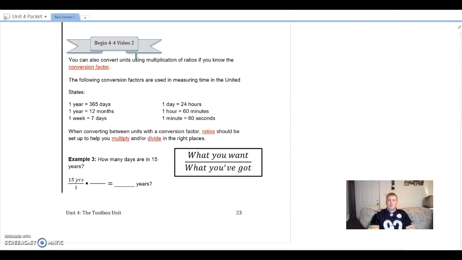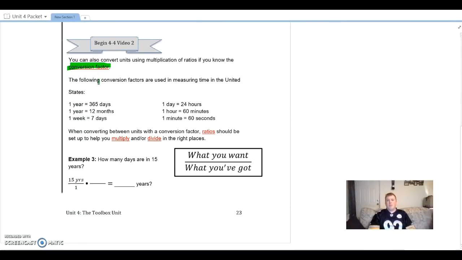Now, when we're going to be doing our conversions here, we're going to be using multiplication of different ratios, and those ratios are going to be known as conversion factors. Those are going to help us convert from one unit to the next. And below this we have several of our common time conversion factors. We have that 1 year equals 365 days, 1 year equals 12 months, 1 week equals 7 days, 1 day is 24 hours, and 1 hour is 60 minutes, and that 1 minute is 60 seconds.